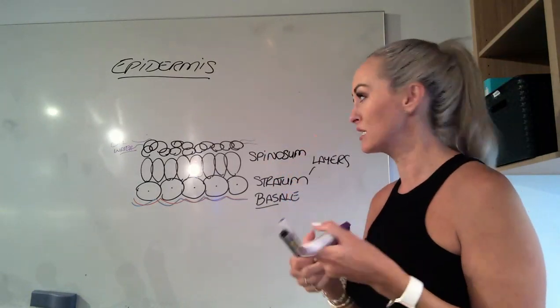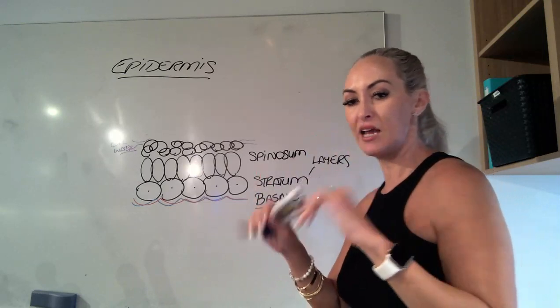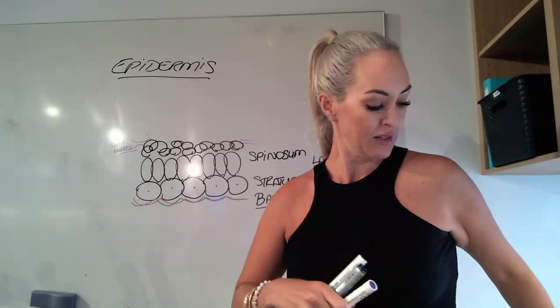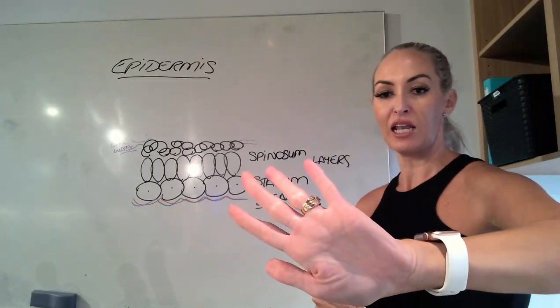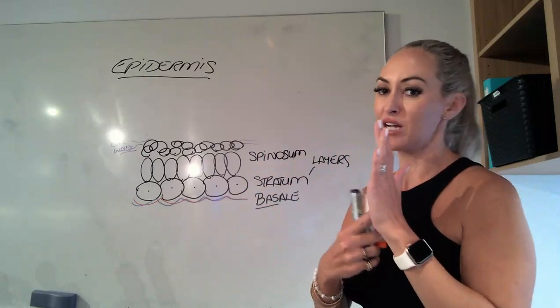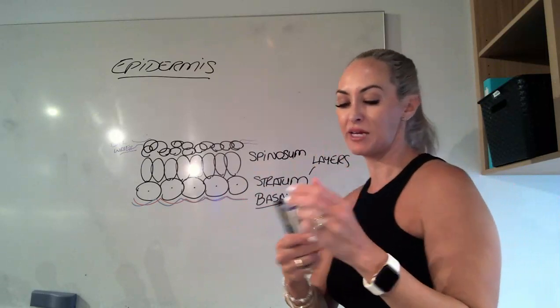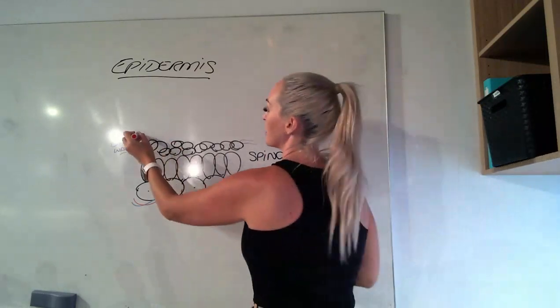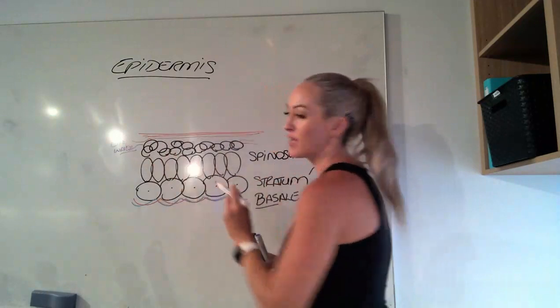Okay, and there's a key point to this in a minute. The next one that we have, which is only on our hands and the soles of our feet, is our stratum lucidum. So it's the reason that you have a clear layer on your hands. It's the reason why you can generally stand on sharper stones and it doesn't hurt as much, but it's there for a protection mechanism.